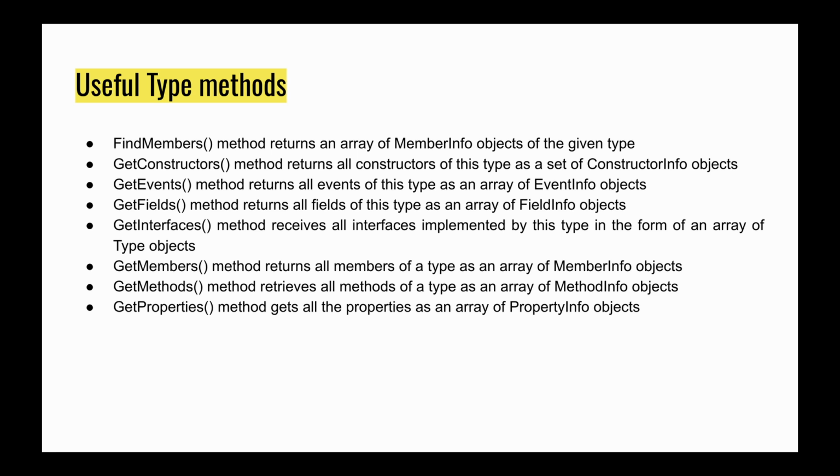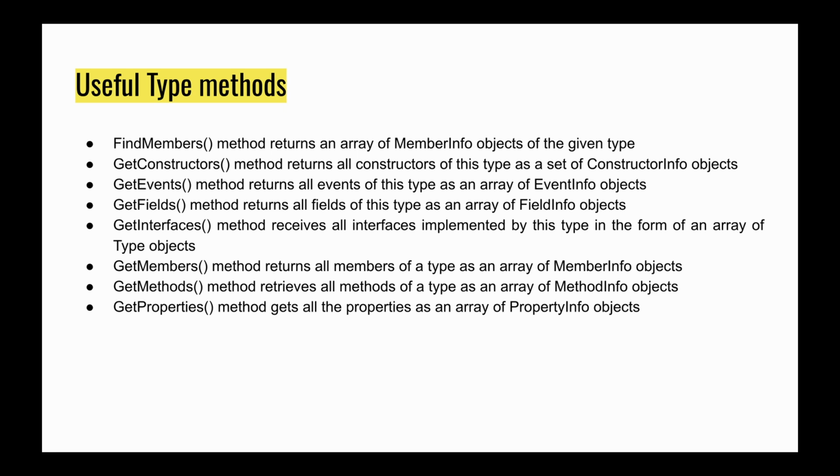Some of its properties and methods are: the FindMembers method returns an array of MemberInfo objects of the given type. The GetConstructors method returns all constructors of this type as a set of ConstructorInfo objects. The GetEvents method returns all events of this type as an array of EventInfo objects. The GetFields method returns all fields of this type as an array of FieldInfo objects. The GetInterfaces method receives all interfaces implemented by this type in the form of an array of Type objects. The GetMembers method returns all members of a type as an array of MemberInfo objects.